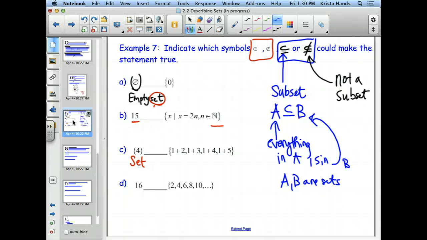Now here's a fact that you will want to write down for yourselves to remember. The empty set is always a subset of every other set. So as long as you're talking about two things that are sets, the empty set is a subset of it.